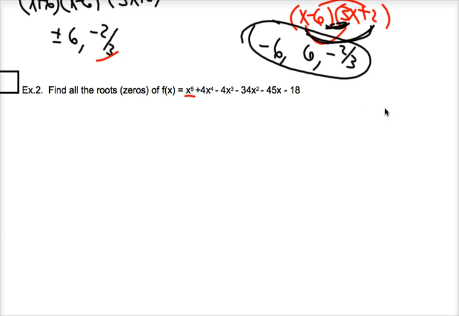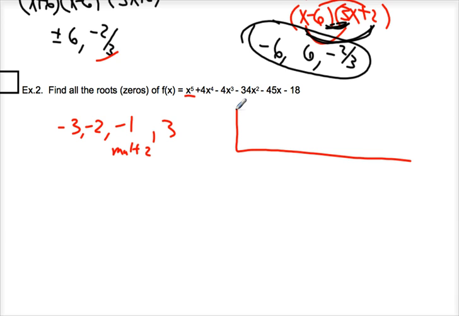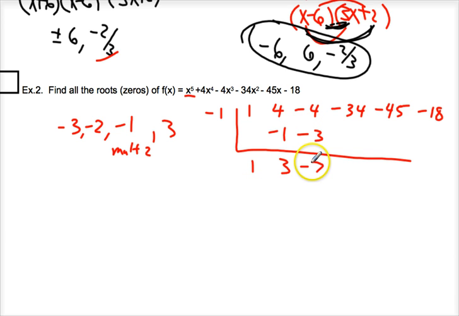So again, what do we think worked? We thought we had -3, -2. We thought there was -1 with multiplicity 2, and then 3. So let's go ahead and get the synthetic going. It'd be 1, 4, -4, -34, -45, -18. I'm going to plug in the -1 just because working with 1 is a lot easier. So that's going to be 1, -1, 3, -3, -7, 7, -27, +27, -18, +18, 0.